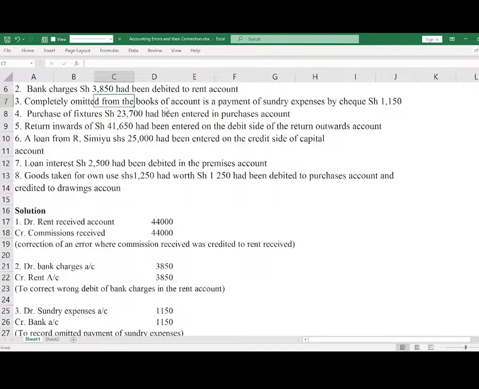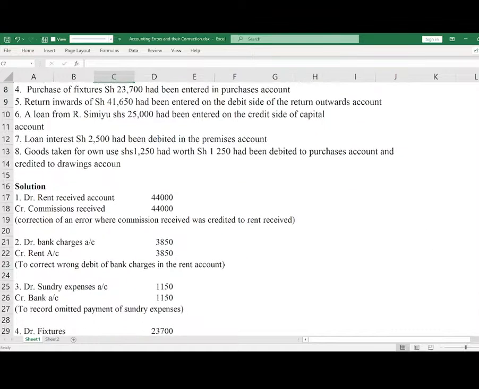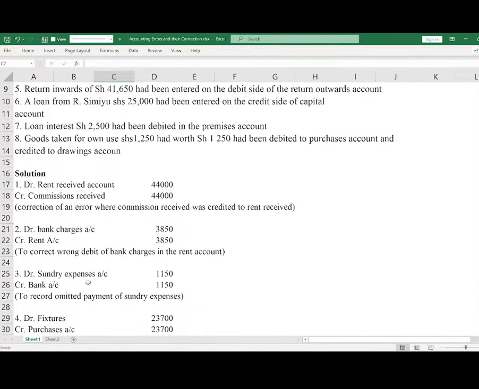So we are going to debit the sundry expense and then credit the bank. So here we shall say with the same amount of money, 1,150, then we shall narrate to record omitted payment of sundry expense. Then we go to number 4.